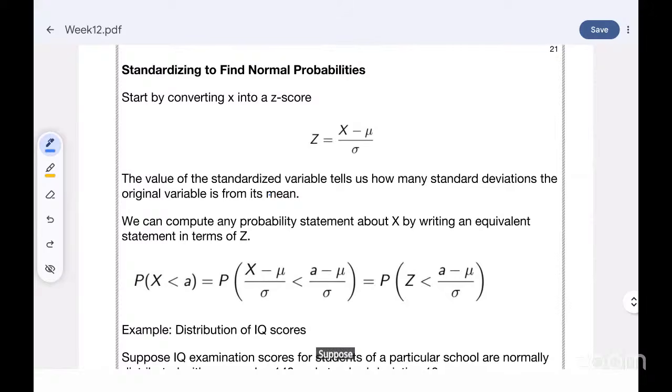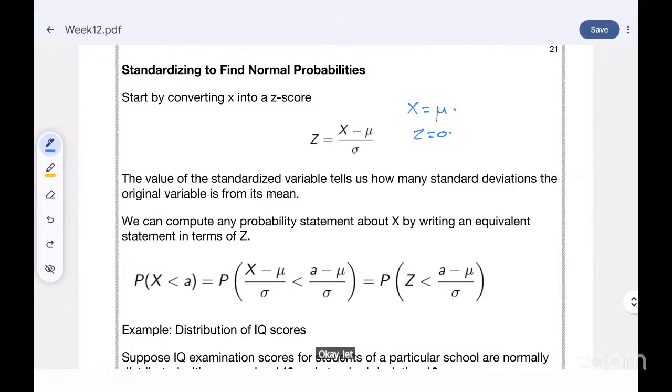Suppose your x is mu. In that case, what is your z value? If x is equal to mu, what are you getting? Z is equal to 0. Right?